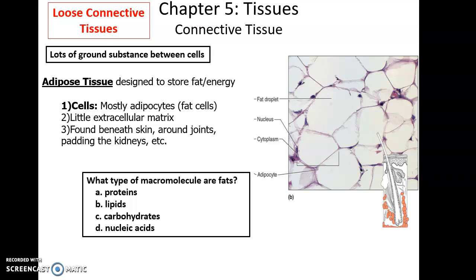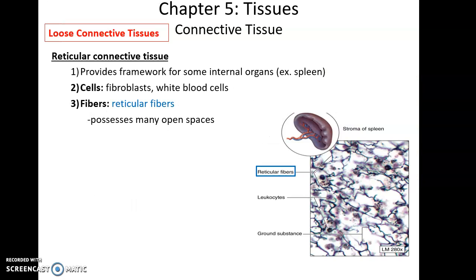So little extracellular material is found beneath the skin in the subcutaneous layer. It's found around joints, padding the kidneys, in breasts, in the abdominal area, especially in men with beer bellies. So it has both an energy storage function and a protective function. So what type of macromolecule are fats? Proteins, lipids, carbohydrates, or nucleic acids? Well, they are lipids. Adipocytes store lipids.